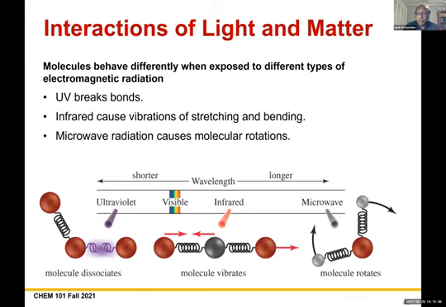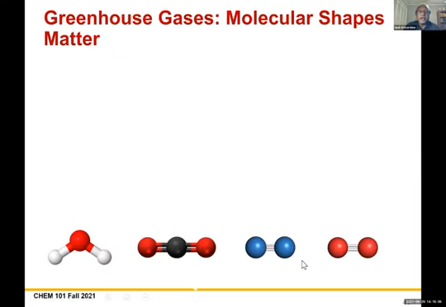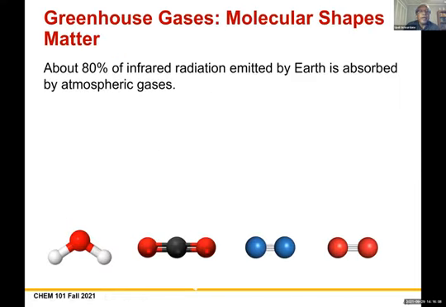molecules? This is water molecule. This is carbon dioxide. This is ozone. Infrared radiation is absorbed by carbon dioxide, also water. We're going to talk about that, triatomic molecules. About 80% of infrared radiation emitted by Earth is absorbed by atmospheric gases. The carbon dioxide here, water here.